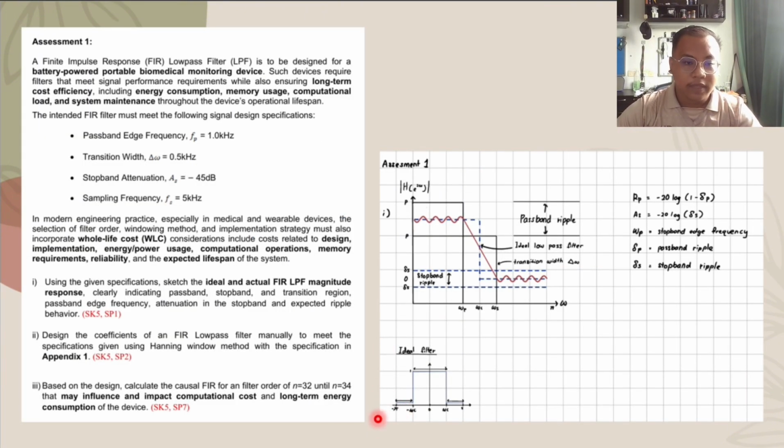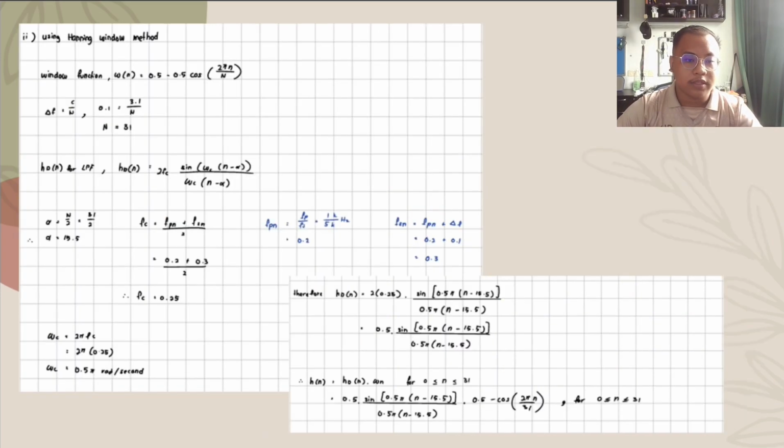For the ideal filter, from negative pi to positive pi, the response stays up at 1 until omega c, and then drops back from omega c to positive pi. So next, let's move to question 2.